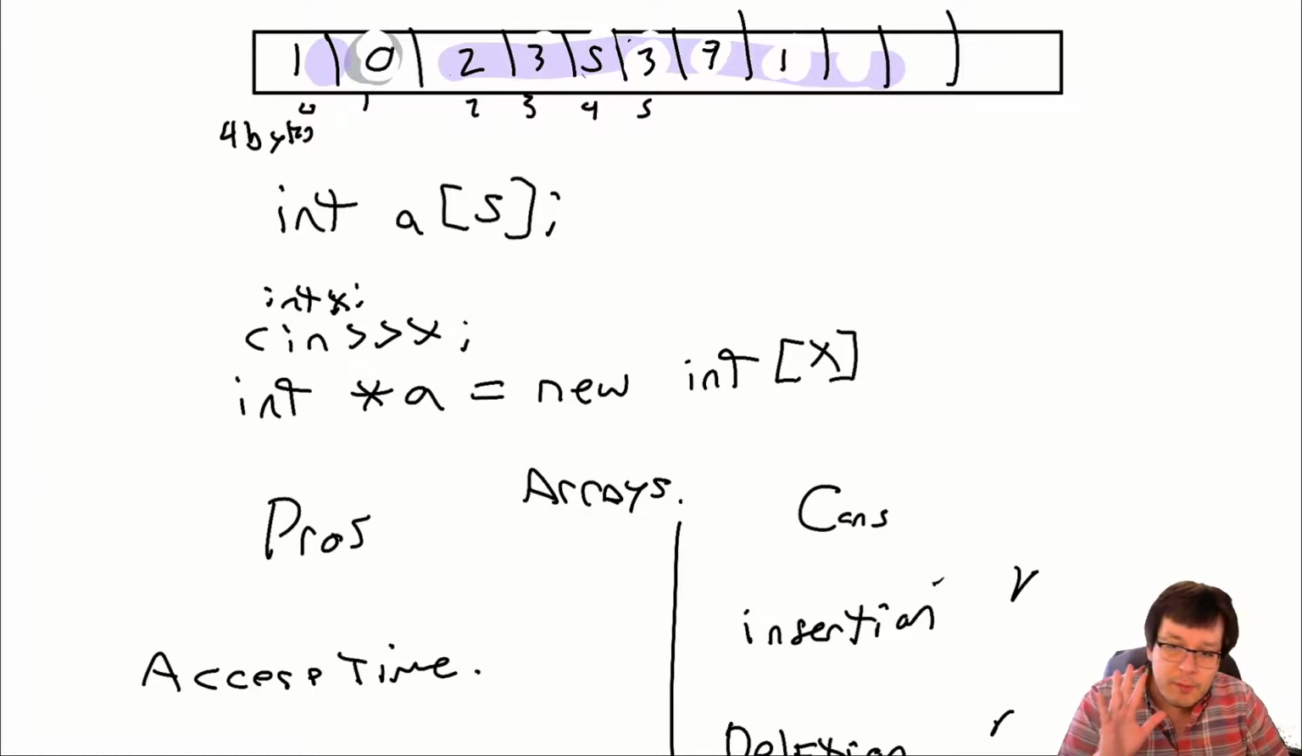The linked list is going to basically flip the pros and cons around. You're going to have very fast insertion and deletion time, and slower access time because you don't have a way of accessing every index immediately.